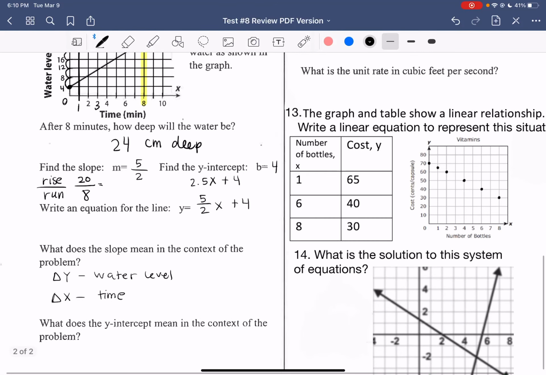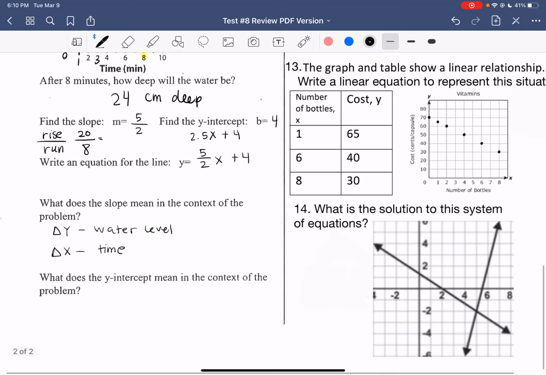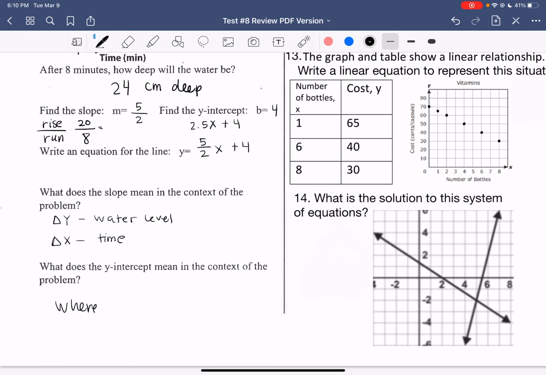And what does the y-intercept mean in the context of the problem? It's where the water level began. Okay.